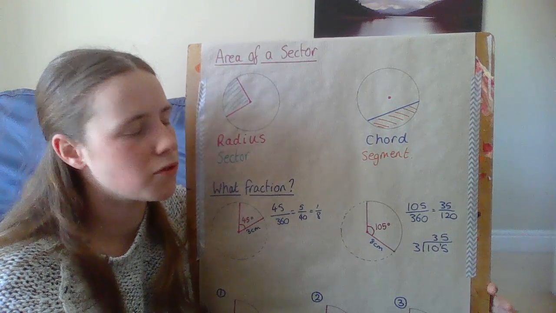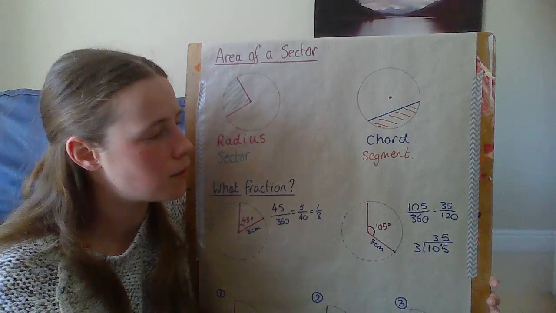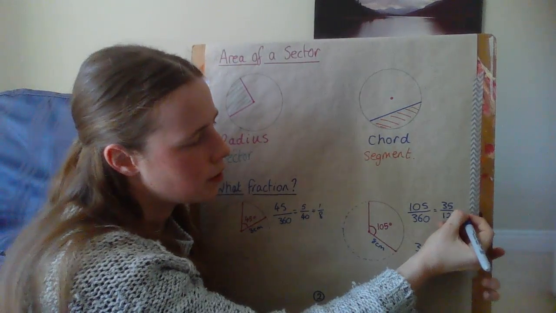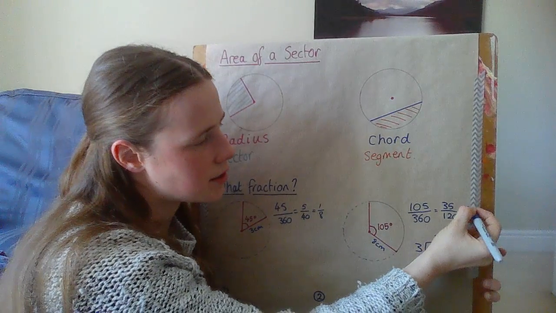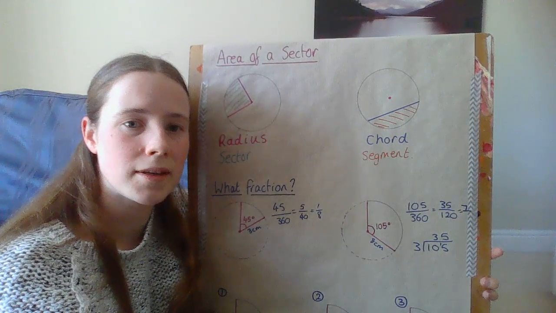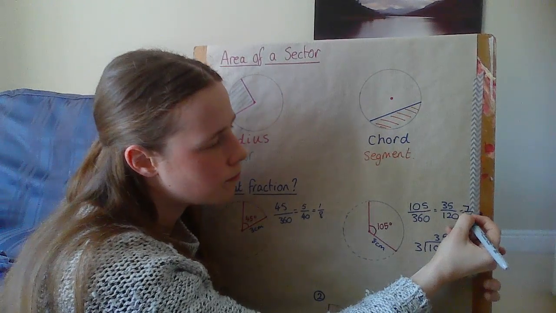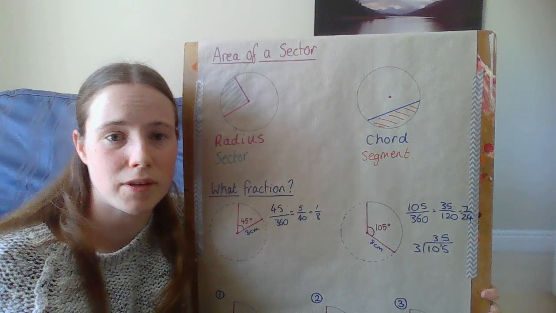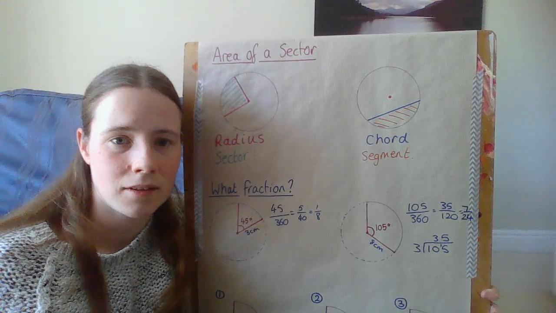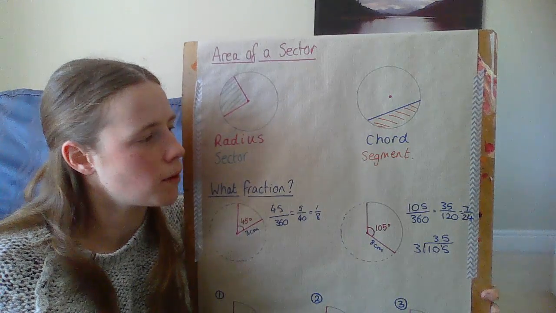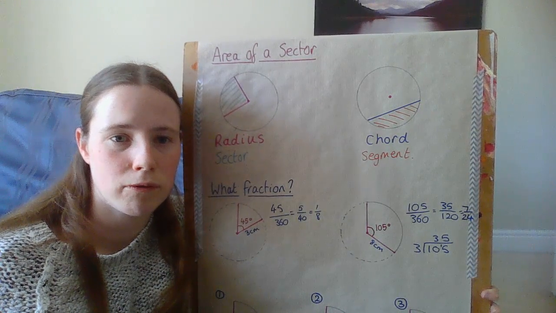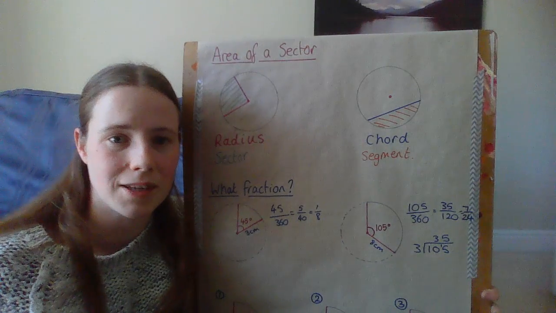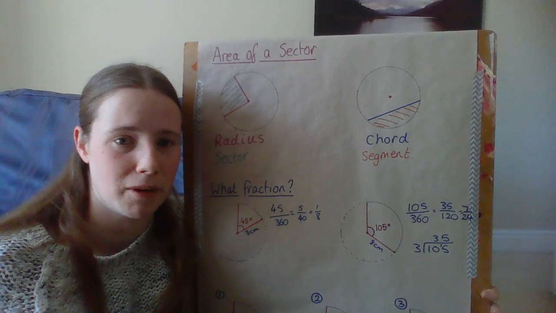So I've now got 35 out of 120. That can be divided by 5 top and bottom. 35 divided by 5 is 7. Now 120 divided by 5 is 24. But a little trick to use if you find dividing by 5 difficult, you can divide by 10 and then double it. So 120 divided by 10 is 12, and then double it to get 24. That's just a little trick I like to use when I have to divide by 5.